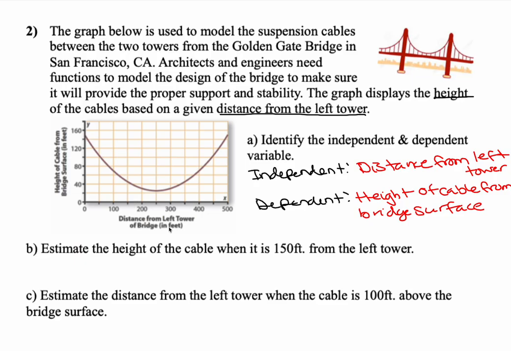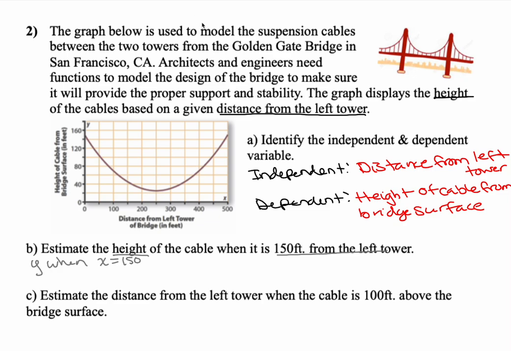And again, using the graph to help us and looking at the axes can help us determine the independent and dependent variables. Okay, so our next question is, estimate the height of the cable when it is 150 feet from the left tower. So again, we want to think about what are we given and what do we need to find. We want to estimate the height, so that is the y value. We want to know what y is when, and we're told 150 feet from the left tower. That is your x-axis. So we're told that x is equal to 150.